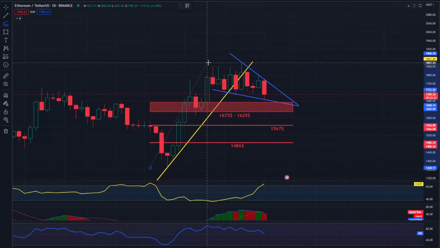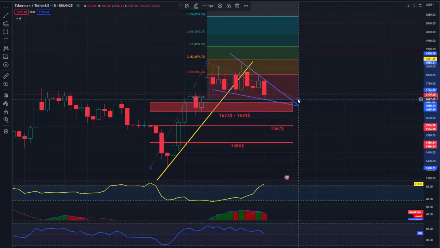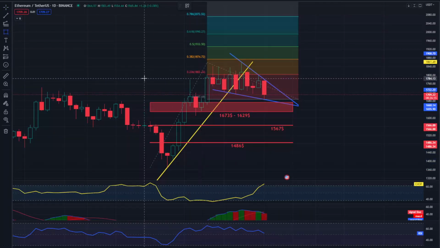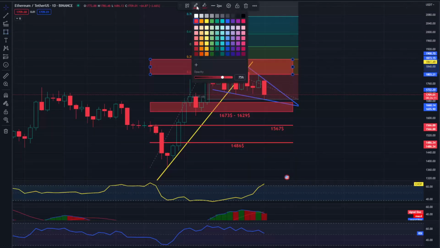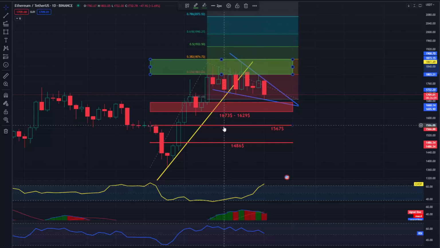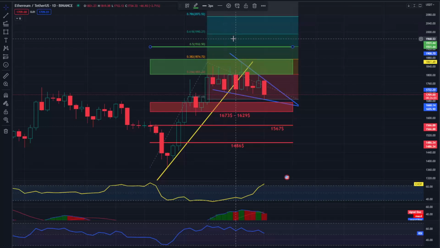Looking the other way, we can also mark the places where the price should encounter resistance on the way to increases. And here we will also mark as the first resistance zone from $1,803 to $1,873. When we manage to break out of it up, the next resistance is at $1,931, and then the third resistance at $1,992.